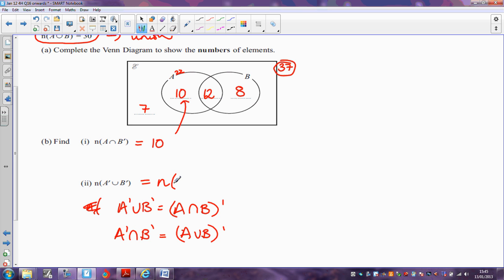This is the same as the number of elements of A intersection B dash. Now that's quite easy. A intersection B is the 12 in the middle. A intersection B dash, though, the complement of A intersection B is everything except those 12 in the middle. In other words, it's the remaining numbers 7 and 10 and 8. Well, 8 and 7 is 15, plus the 10 is 25. Or you could have just done 37, take away the 12. Either way, the answer there is 25.